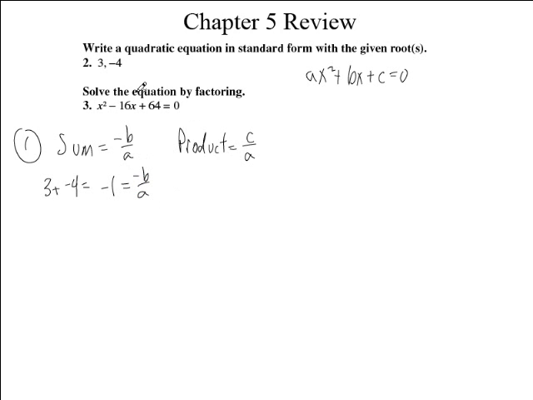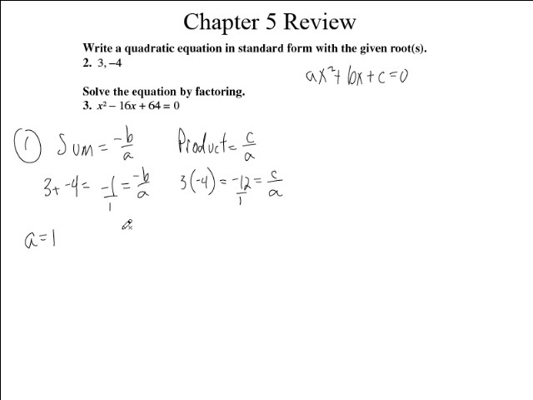We'll do the next one. The product means you have to multiply them together. So 3 times negative 4 is negative 12, and that equals c over a. Now if you take a look at this, let's put that over 1. The a has to be the same, and when we put it over 1, the a is the denominator and it's just a 1, so we can say that a is equal to 1. So we're done with the a.